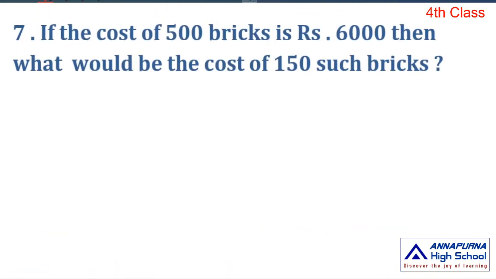Okay children, let's move to the next sum, that is the 7th one. Okay children, what is the sum, ma? Read this one. If the cost of 500 bricks is rupees 6,000, then what would be the cost of 150 such bricks? So he first gave the cost of 500 bricks, ma, and he is asking the cost of 150 bricks. So he is giving many and he is asking many less. Okay children.